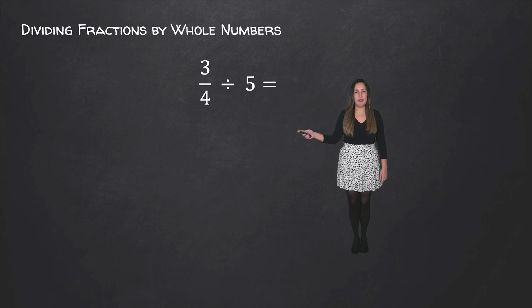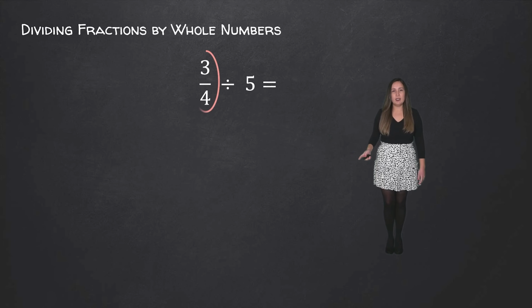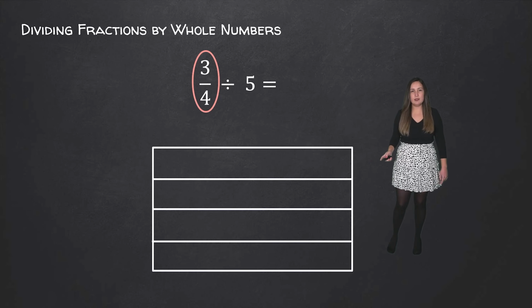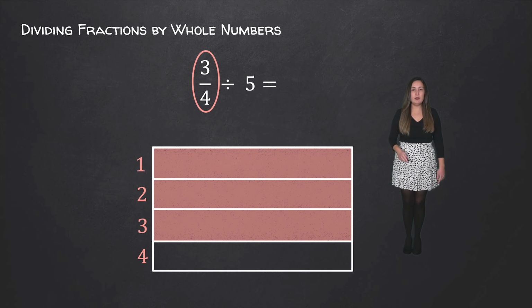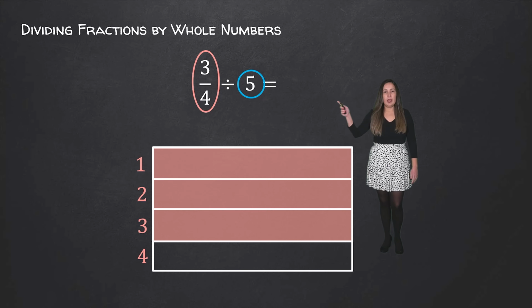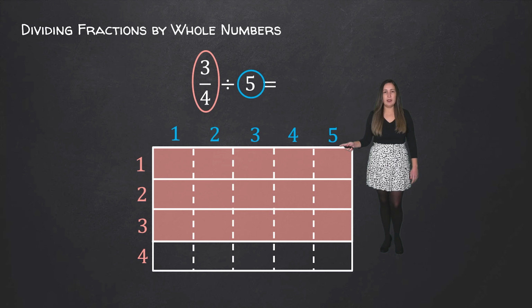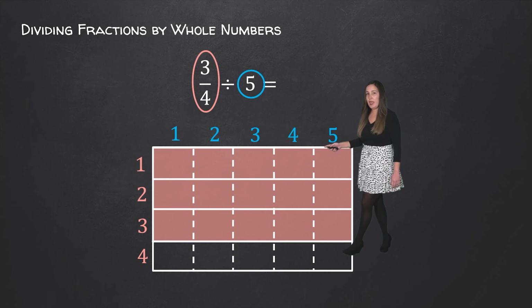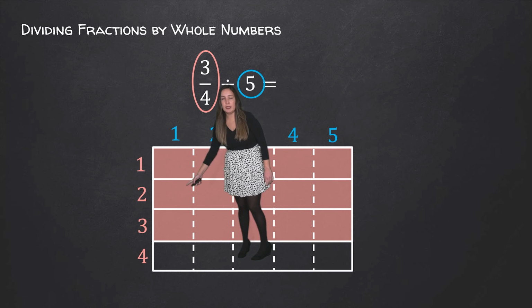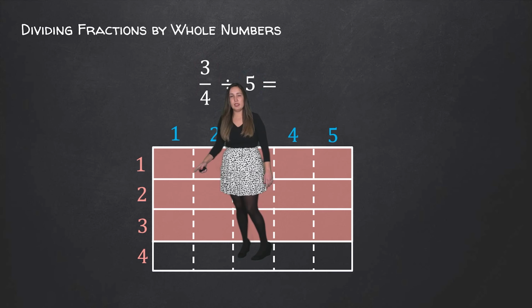3/4 divided by 5. So we're going to take a rectangle and split it up into 4 parts. We're going to shade in 3 of these 4 parts to represent 3/4. And then in order to divide by 5, we have to cut vertically into 5 equal parts. Then for our answer, we're going to take a look at the first column only. And here we have 3 shaded.